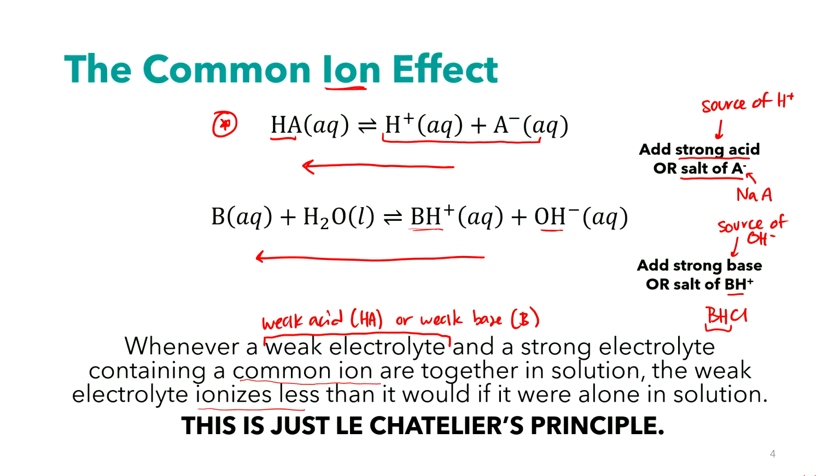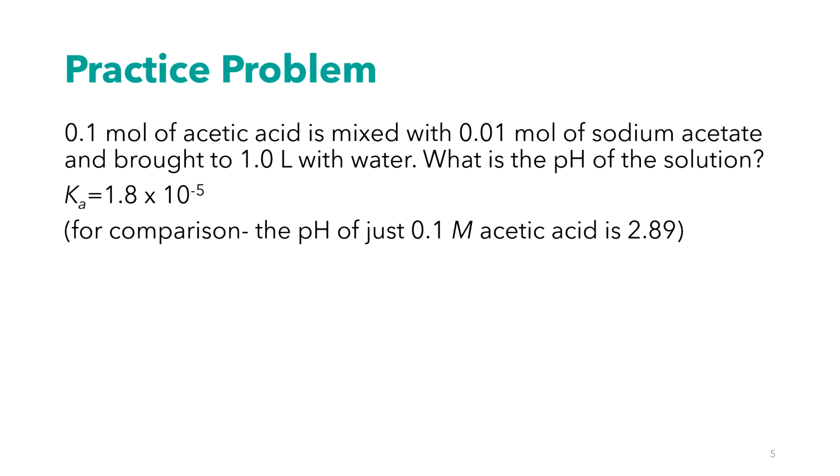So let's just jump right into a practice problem. I'm looking at 0.1 moles of acetic acid, and I'm mixing it with 0.01 moles of sodium acetate, and I bring it to 1 liter with water. What's the pH of this solution? All right. I have a comparison point here. When I haven't added any of the acetate, I know the pH is 2.89 for that 0.1 molar acetic acid.